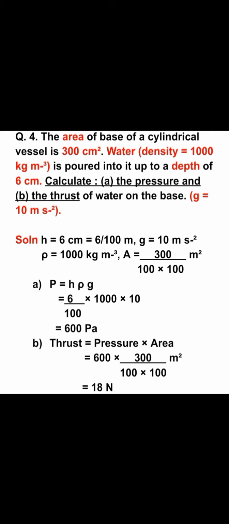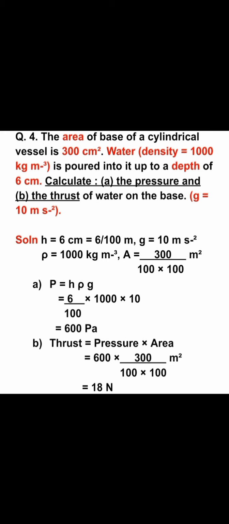As per the question, depth is 6 centimeter. So we have taken h equals 6 centimeter, which is converted to meter by dividing it by 100, 6 by 100 meter. g is given, it equals 10 meter per second square.